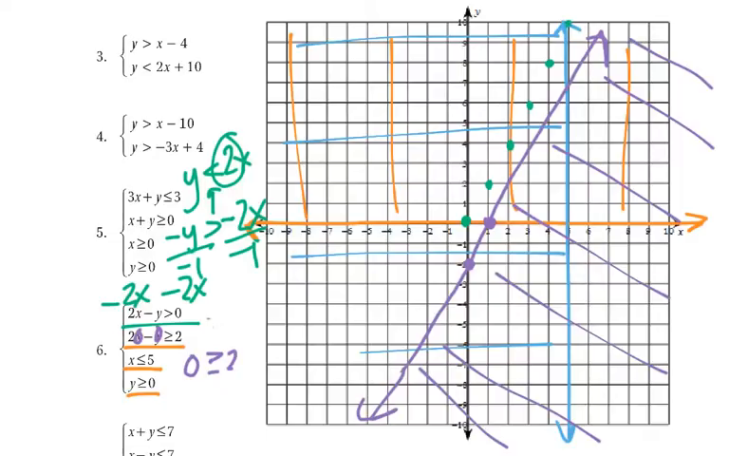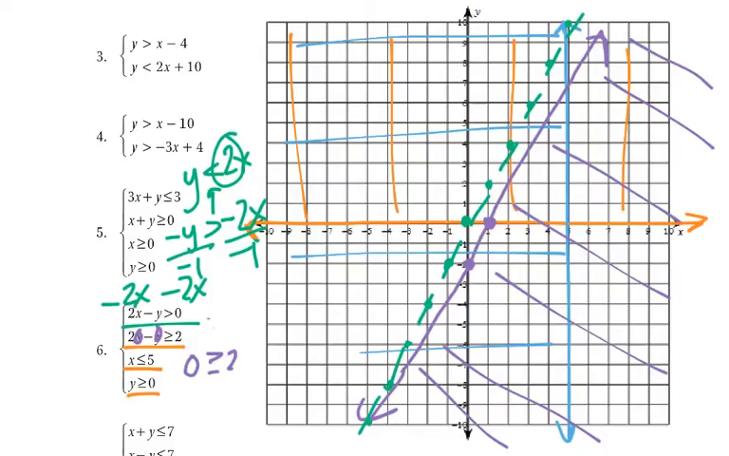Or down 2 to the left 1. Okay, this one is a dashed line or dotted. But it doesn't really seem to help us figure this out, right?